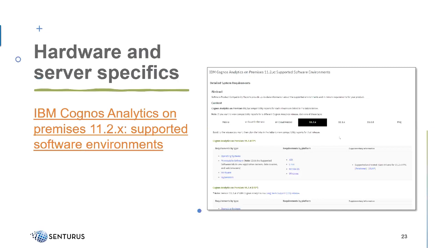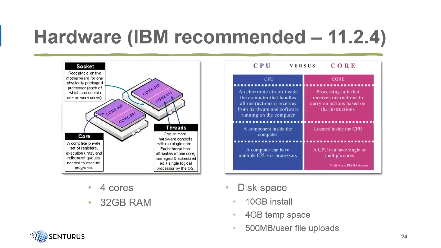IBM is very good about updating the hardware and server specs online. They provide a new version for each release. You can Google your version and the words supported software and get this link here, which is in the deck. It has all the information about the hardware, as well as software and database compatibility. So I always recommend, as you upgrade or install, check this page and make sure you've got the right specs in place to get started.